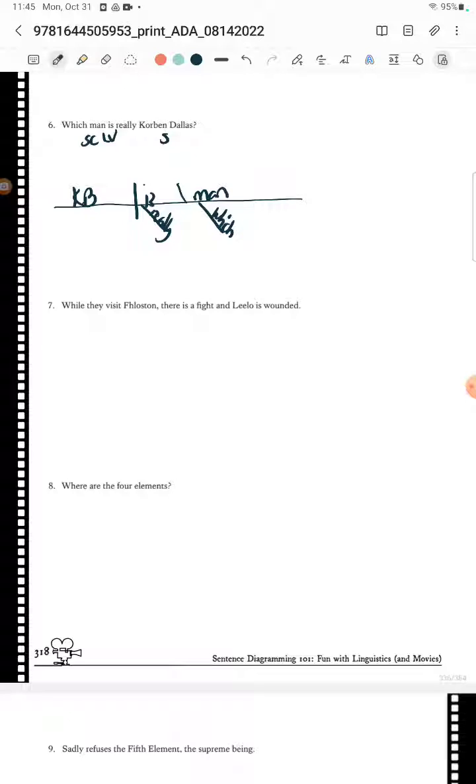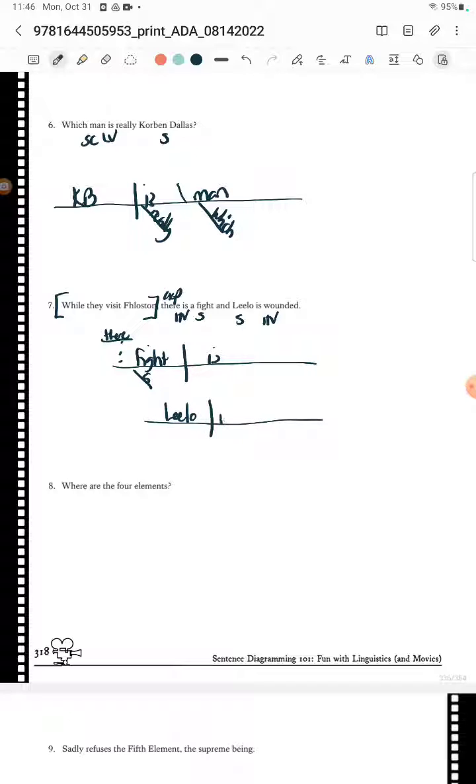That's a fun one. While they visit Floston, so that's going to be a subordinate clause, or a dependent clause, subordinating conjunction, while. There is a fight, and Lilu is wounded, so there, again, man, these expletives. So, like, fight is, and then Lilu is wounded. Okay. My spacing on this is going to be sketchy, so just look at the pretty one in the answer key. Okay, so there's a fight. Oh, yeah, there. And then we know that Lilu is wounded. And then we got to throw our and in here.